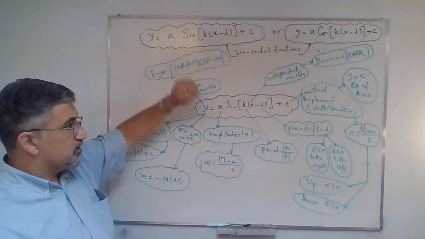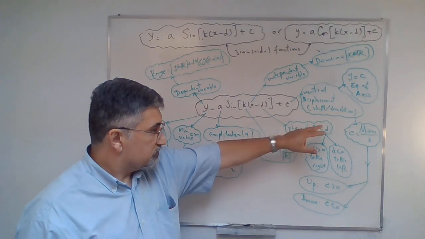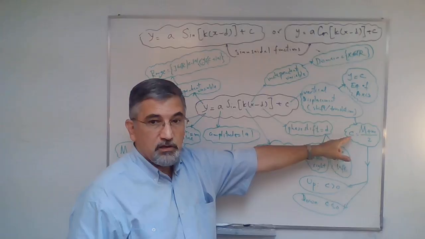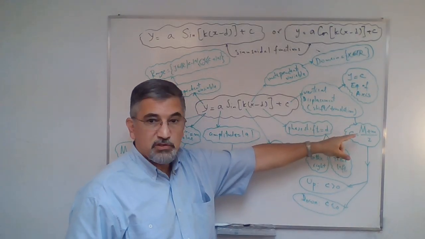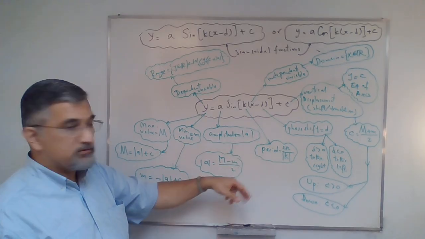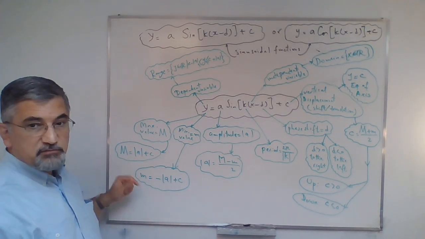All the formulas are there. Equation of axis of the curve, phase shift. How do you find the equation of axis of the curve? It's going to be y equals C, but C itself is max plus min divided by 2. And the formula for the period, 2 pi over k, amplitude, and range, max value, min value.